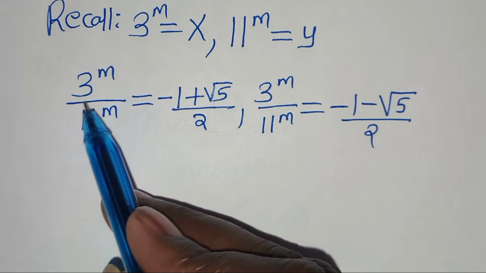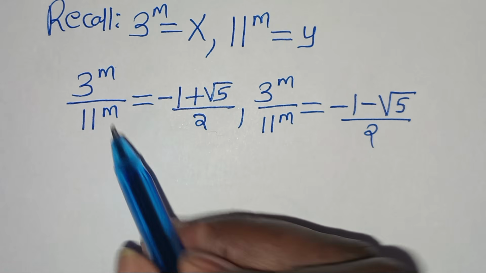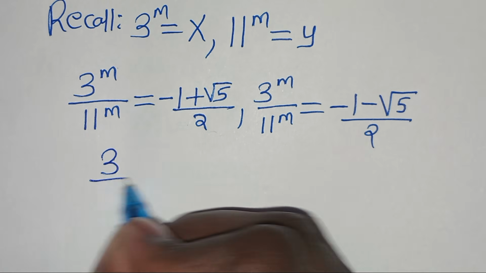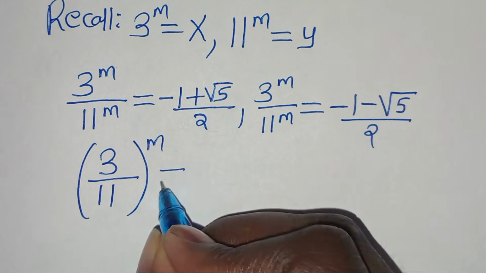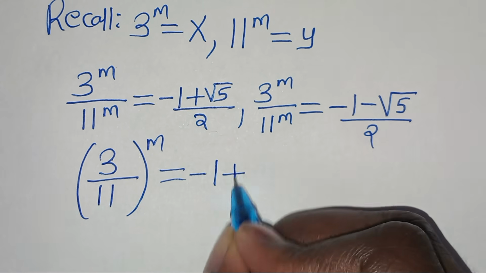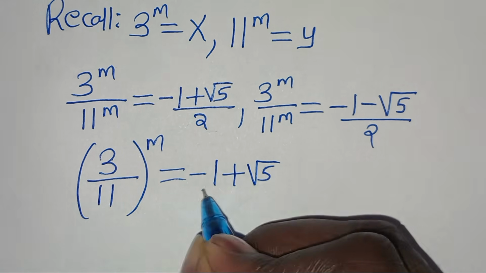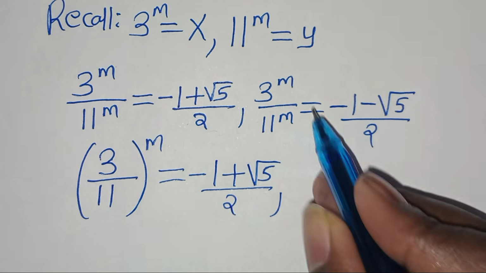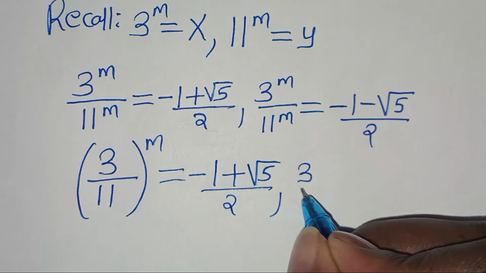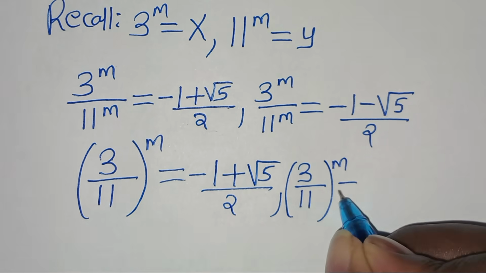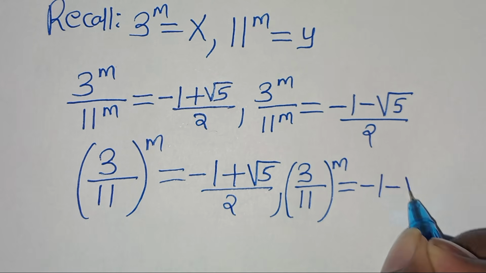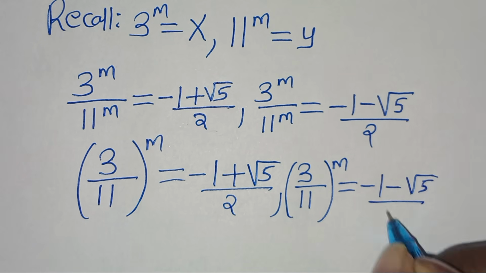Now we can express 3 to the power of m divided by 3 to the power of m. This is 3 divided by 11 raised to the power of m. This is equal to minus 1 plus square root of 5 divided by 2. And on the other side, here we have 3 over 11 raised to the power of m. This is equal to minus 1 minus square root of 5 divided by 2.